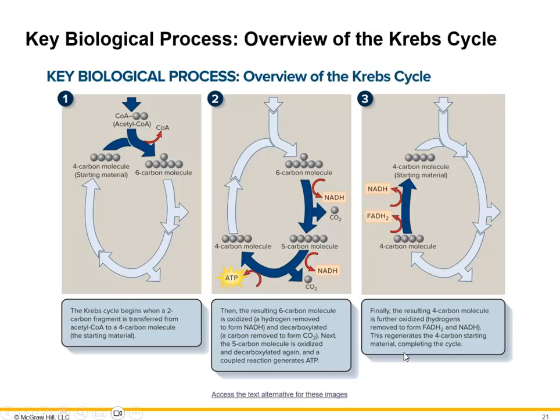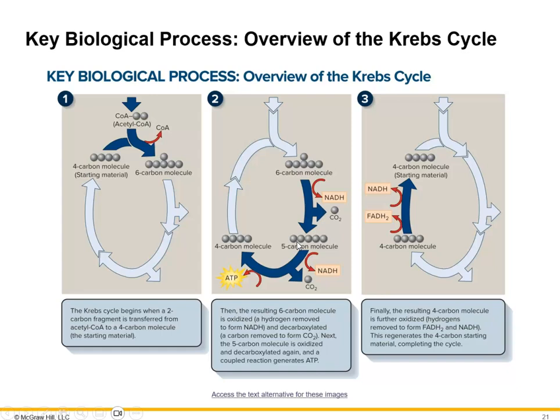Let's look at that happening here. We've got acetyl-CoA, a 2-carbon molecule, combining with a 4-carbon molecule to make our 6-carbon. This 6-carbon is going to donate an electron and carbon to have a byproduct of CO2 and a product of NADH. So there's some of our electron donor that's been made. And then that's going to happen again.